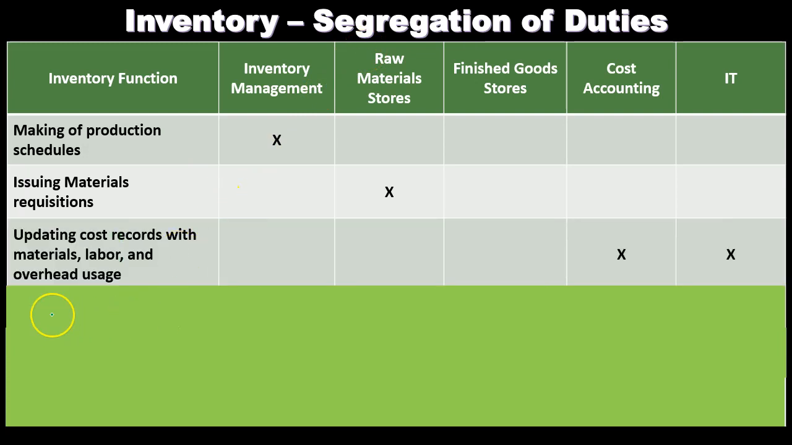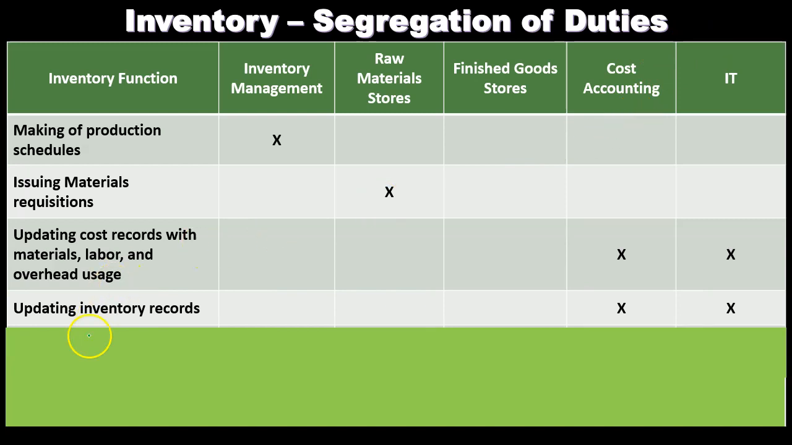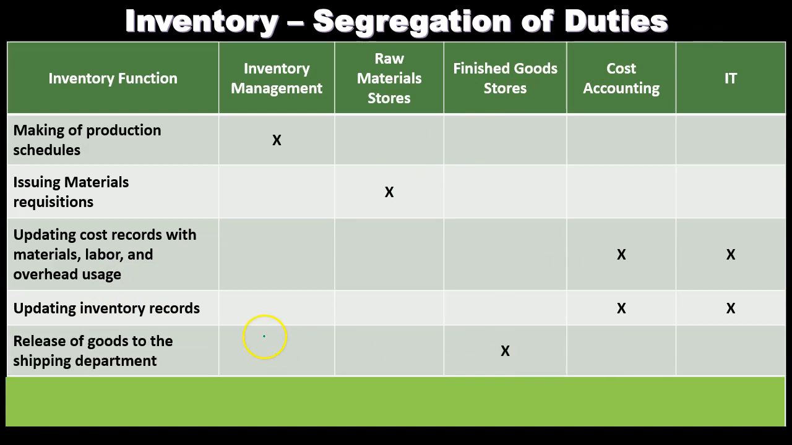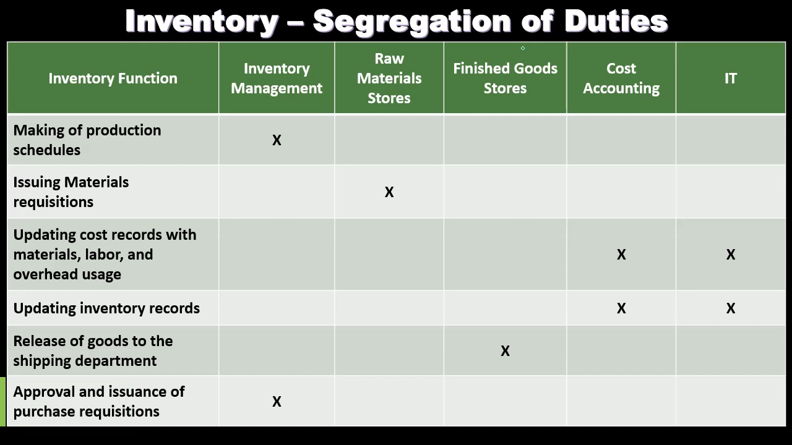And then we have updating cost records with the materials, labor, and overhead usage. That's within cost accounting, often helped by IT as needed. And then we have updating inventory records. That's going to be in cost accounting and IT as needed. Release of goods to the shipping department. So now we have the goods released to the shipping department. Finished goods stores, so that's going to be a separate location. And then the approval and issuance of the purchase requisition is done in inventory management.